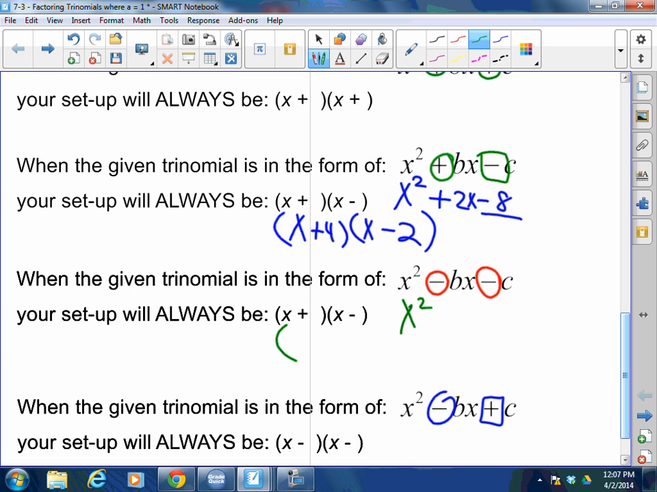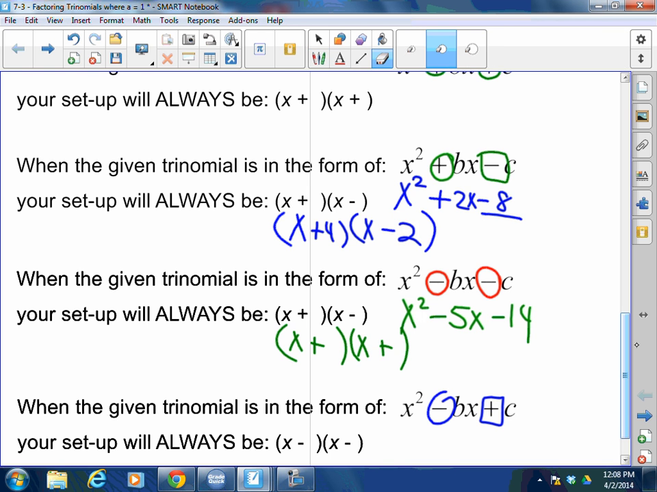Whatever I have, x squared minus 2x minus, I don't know, let's see. No, that one isn't going to work. It's kind of hard just to make them up like this, but that's okay. Let's go minus 5x and negative 14. There you go. This is going to be x plus, x minus. This is going to be negative 7 and a positive 2, because 2 times negative 7 is negative 14, and 2 minus 7 is negative 5. So trust me, these patterns work.